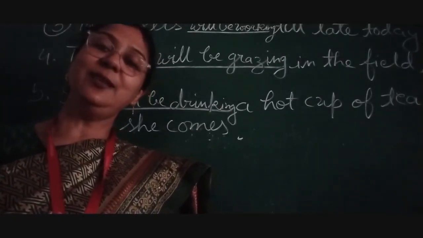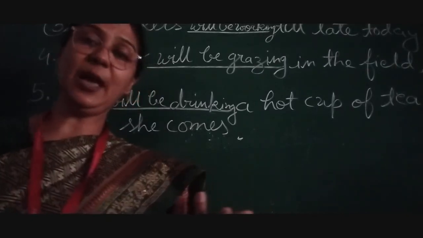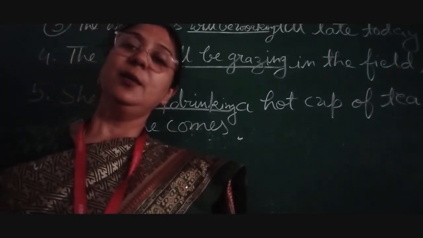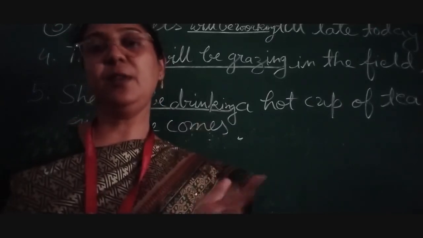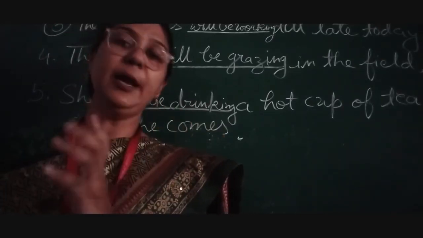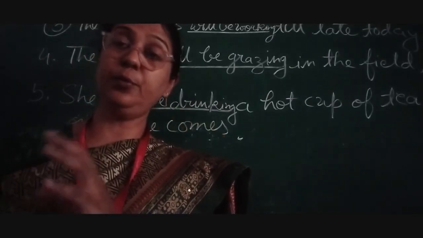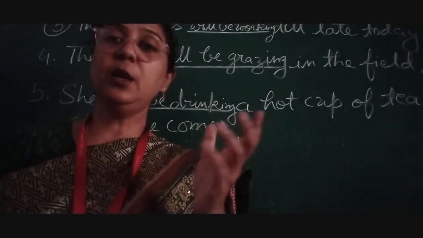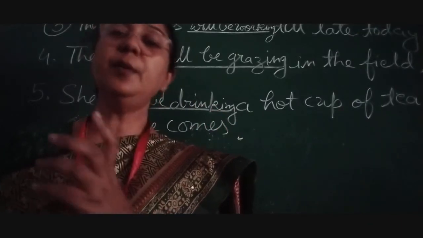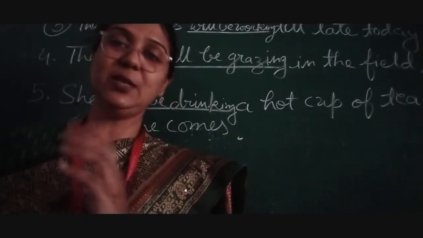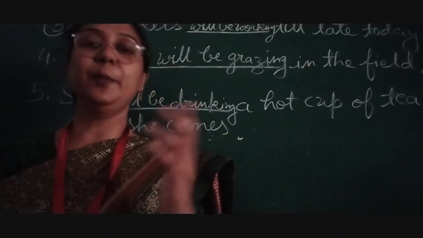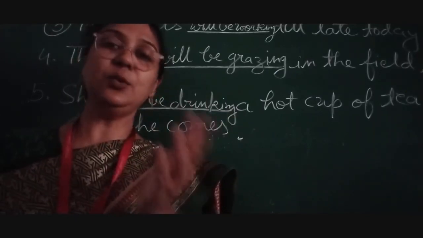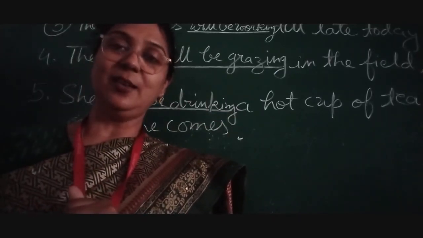So children, we will meet again. As we have learned today, in past continuous tense, what we have done was verb plus verb ing we have put over there. And in future continuous tense, what we have done will be plus verb plus ing. So these are the rules to convert present to past and present to future.